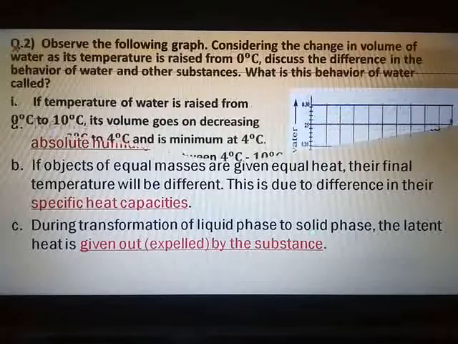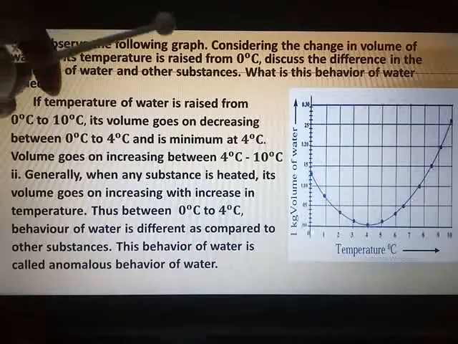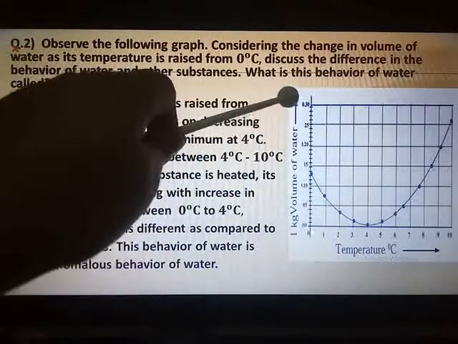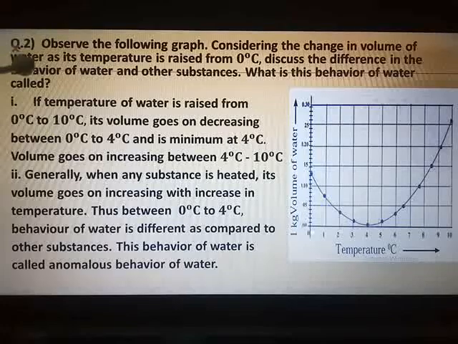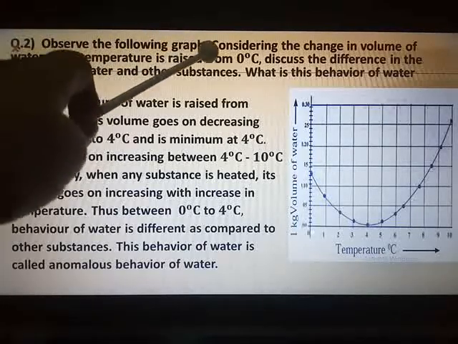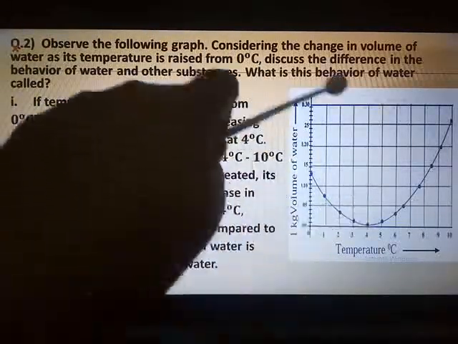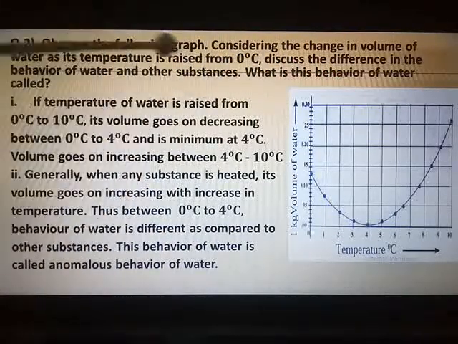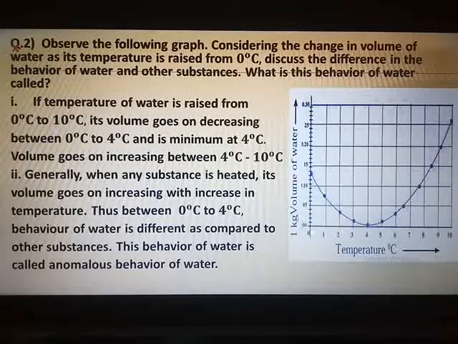Question number 2 says, observe the following graph, temperature versus volume of 1 kg of water. Considering the change in volume of water as its temperature is raised from 0 degrees Celsius, discuss the difference in the behavior of water and other substances. What is this behavior of water called? You all know that the exceptional behavior of water, expanding, is known as the anomalous behavior of water. We have studied about the anomalous behavior of water.